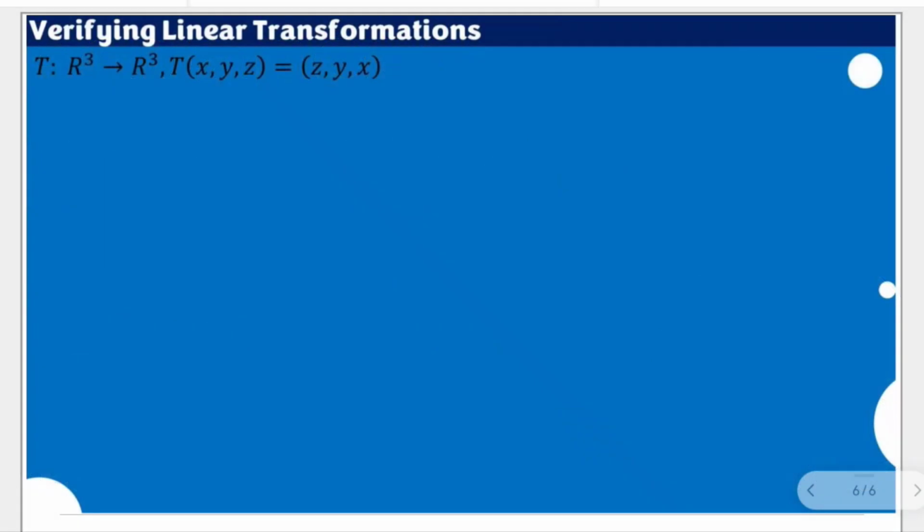Let's verify whether this given transformation from R3 to R3 is a linear transformation. To do that, these two conditions should be met. The first condition is that, using vectors u and v, the transformation of their sum must be equal to the sum of their individual transformations. Again, the transformation of the sum must be equal to the sum of the transformations.